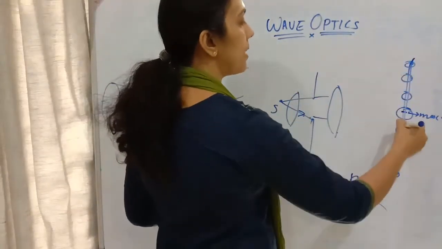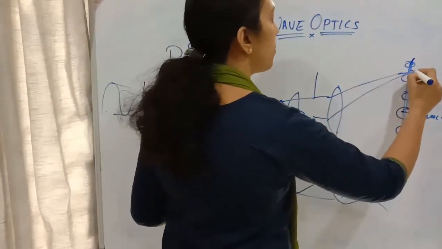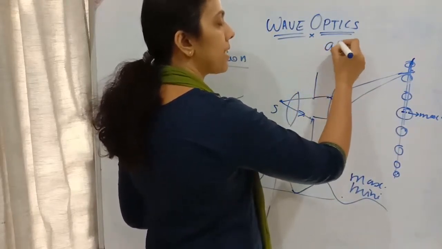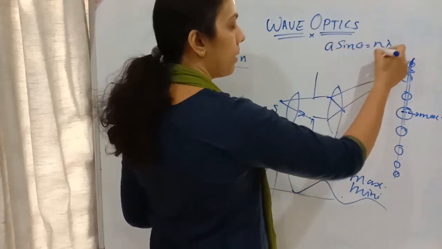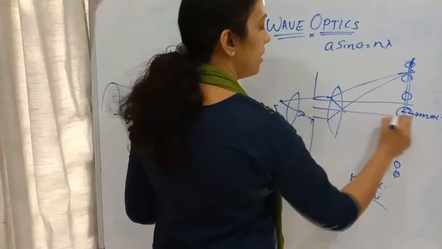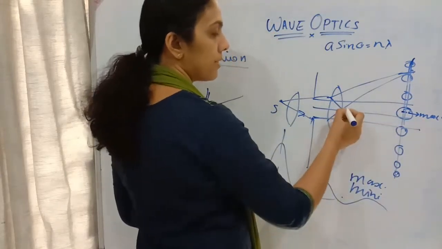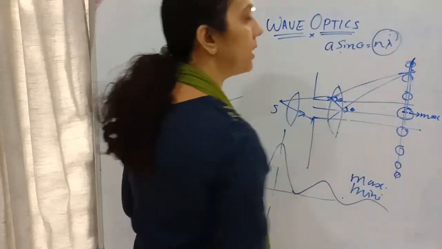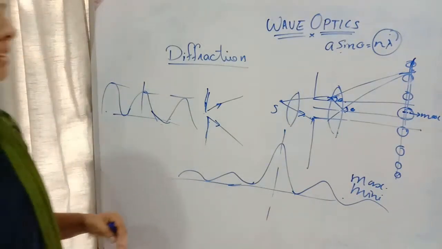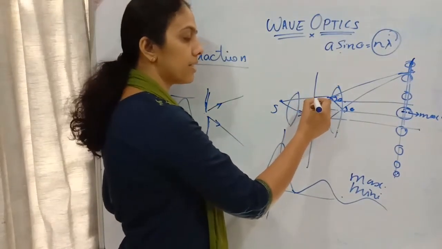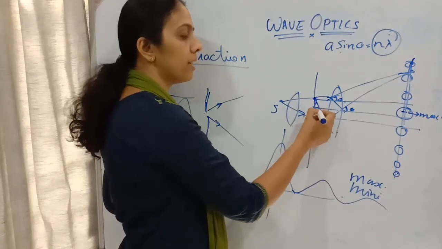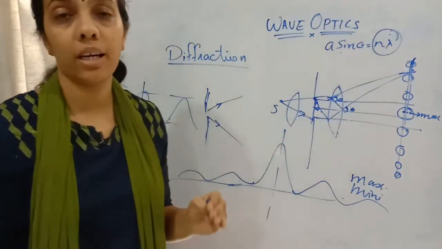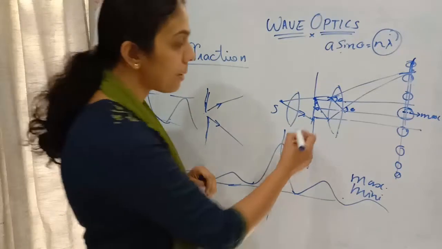When I consider a wave here, what will be the path difference at that position? How can we find the path difference? A sin theta, which we will get as n lambda. See here, these are the positions I am considering, and they are at angle theta. So a sin theta is equal to our path difference, so a sin theta equals n lambda.